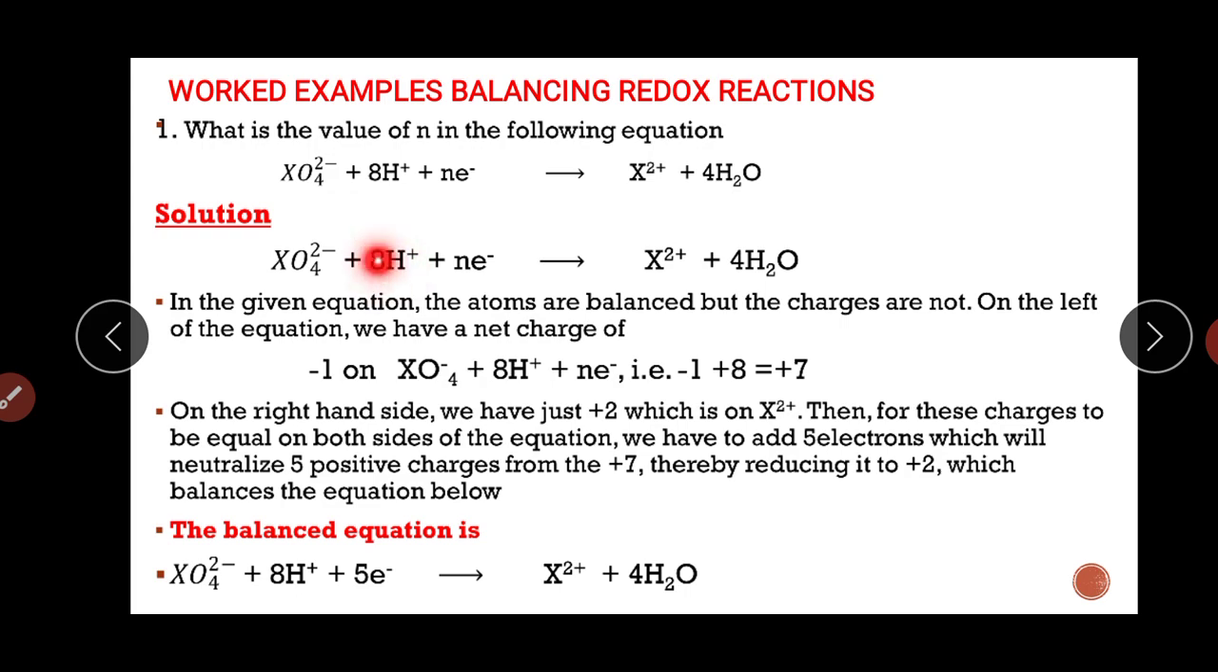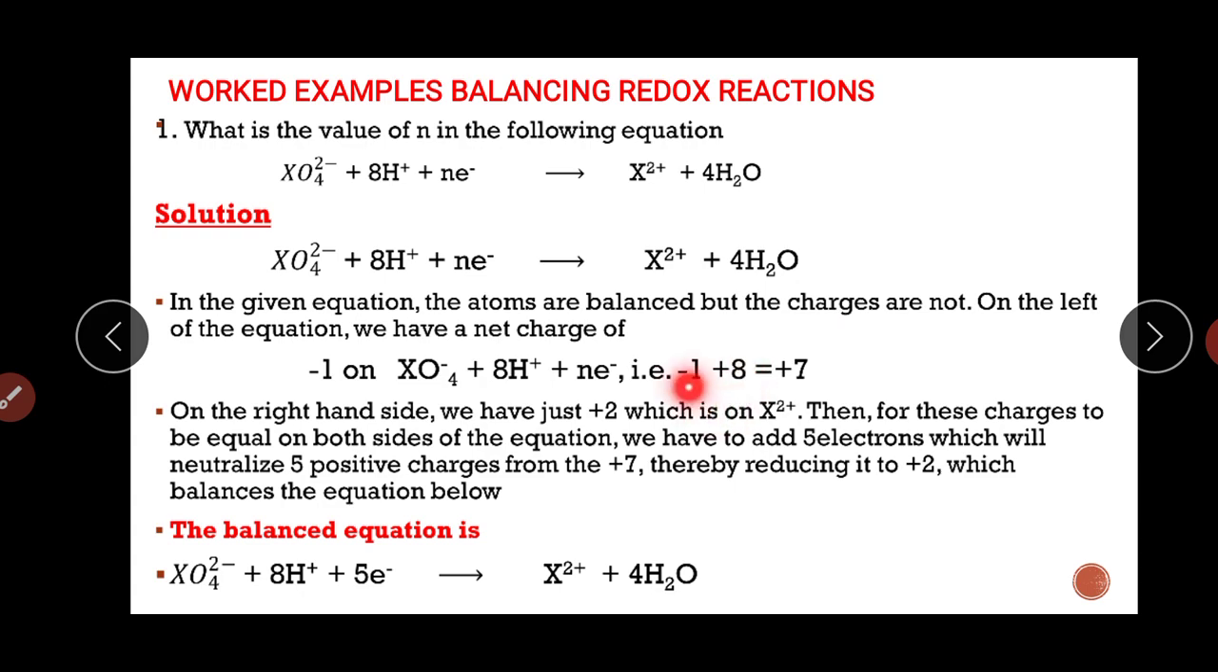You know this is 8 plus. It becomes plus 7. That's exactly what we have, plus 7 here. On the right hand side, you have 2. We only have 2 plus there. So that means we have plus 7 on the left, we have plus 2 on the right. The charges are not balanced.